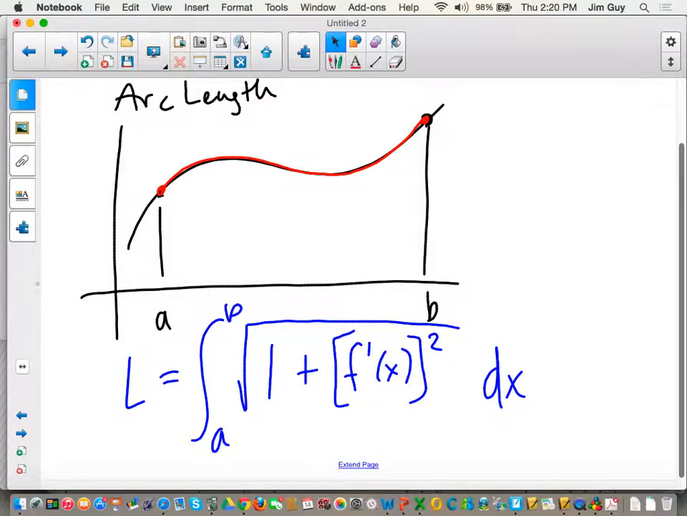That's the formula. Not too bad, really. I mean, it looks a little strange. I'll show you where it comes from. Basically, they're going to give you f of x. They're going to tell you the limits. You just take the derivative, square it, add 1 to it, throw it underneath the square root symbol, and then take the integral. So they're not too bad of problems.